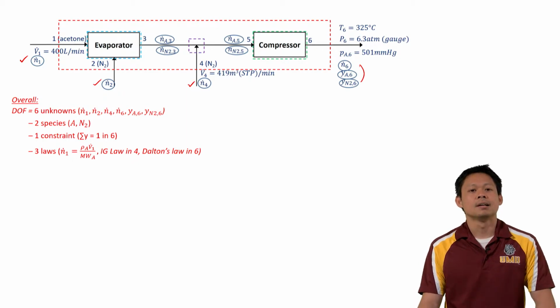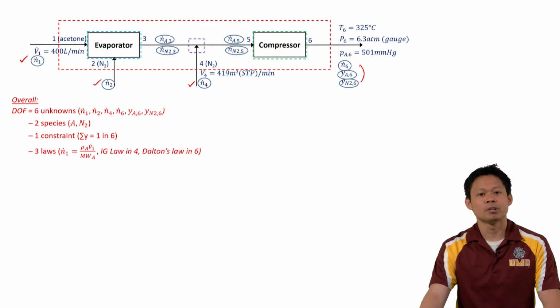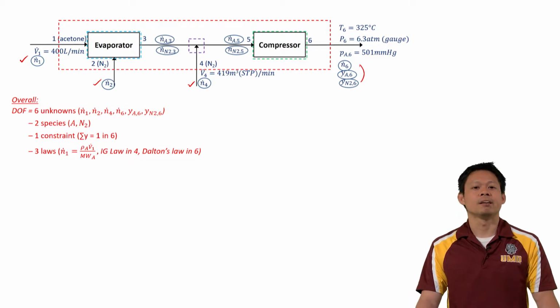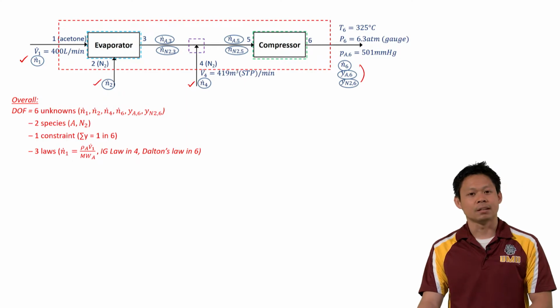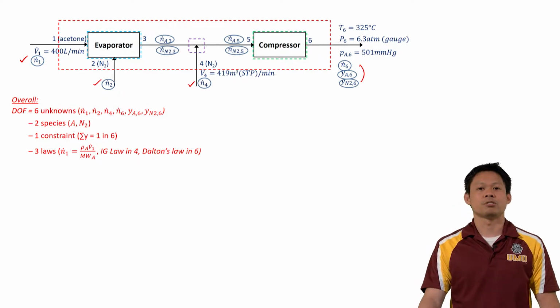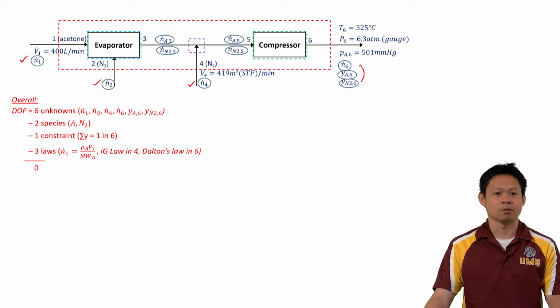That's the first law. The second law is that we are given that stream 4, the volumetric flow rate of nitrogen, is at standard temperature and pressure. So we know that we can convert from the volumetric flow rate to our molar flow rate using the ideal gas law. And the last one is we can use Dalton's law because we're given the partial pressure of acetone in our stream 6. So with that, it gives us a degree of freedom of 0.